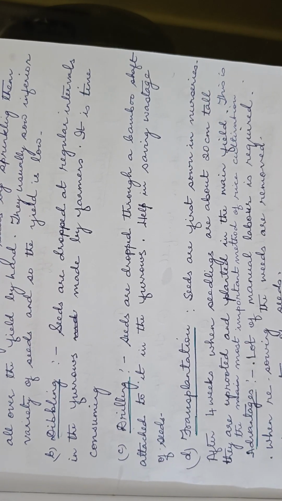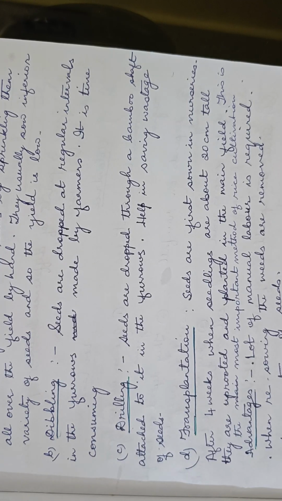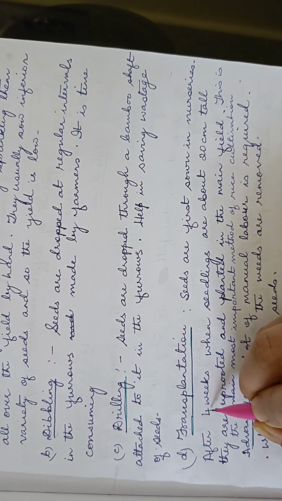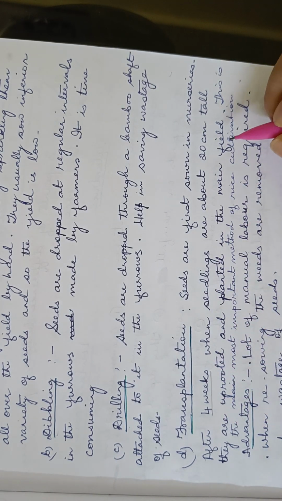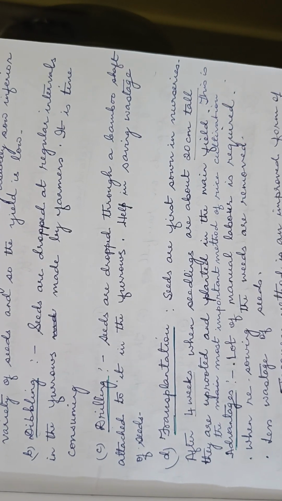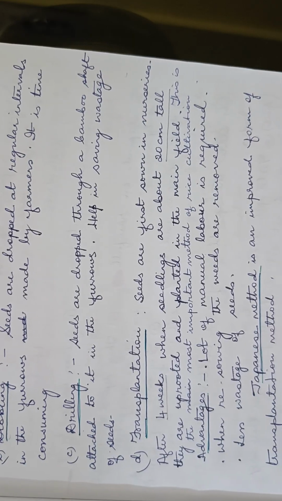And the best method is transplantation. Seeds are first sown in nurseries. After 4 weeks, children, this time is important. After 4 weeks, when the seedlings are about 20 centimeter tall, children, this information is important. After 4 weeks, when the seedlings are about 20 centimeter, they are uprooted and planted in the main field. This is the most important method of rice cultivation.